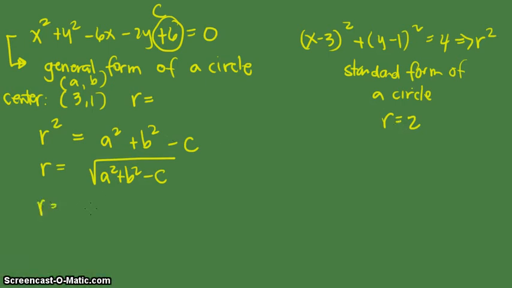We said a is 3, so that's 9. The b is 1, 1 squared is 1, minus 6. So r must be the square root of 9 plus 1 is 10, minus 6 is 4, and the radius is equal to 2. So the key is, we square the x of the center, we square the y of the center, and then we subtract the constant in the given equation. After doing that, all you have to do is take the square root of that number, and you will get the radius.